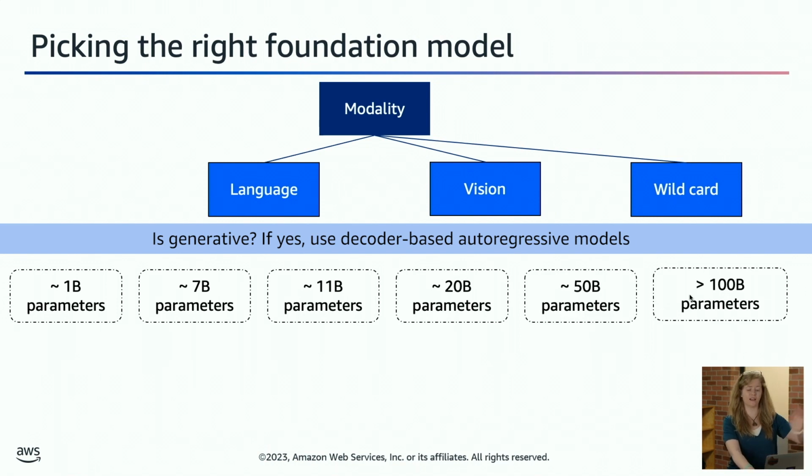And then this last category is sort of north of 100 billion parameters. And this is like I'm passing the SATs, I'm writing novels, I'm translating these very complex languages, I'm doing very complex tasks. And so what I want you to see from this is that you can pick a model based on the task that you're interested in and based on the complexity of that task.